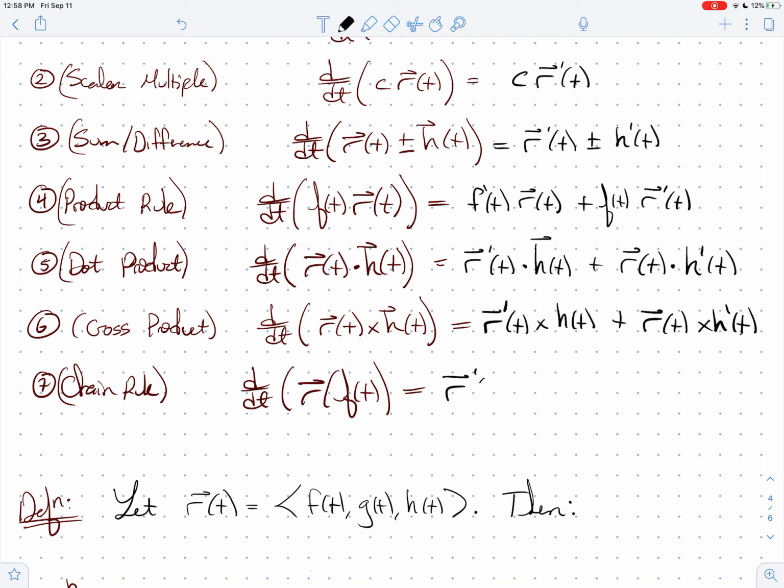It's r prime of f of t, there we go, times regular times f prime of t. So remember, if I don't write a dot, it's just a regular scalar times a vector. The dot here is actually saying take the dot product.